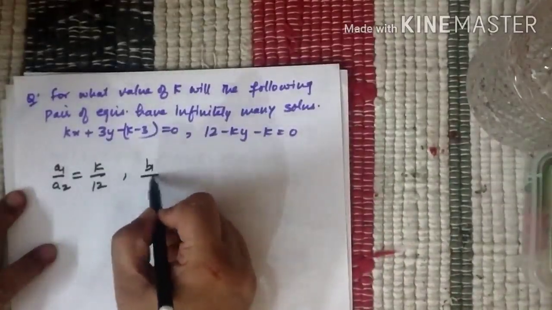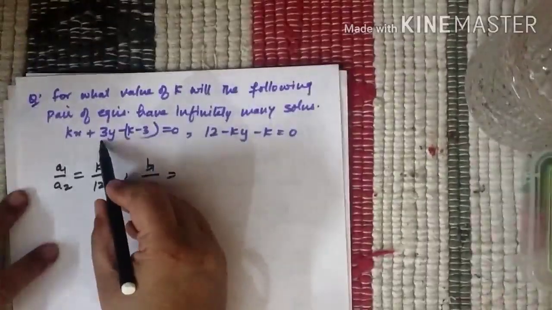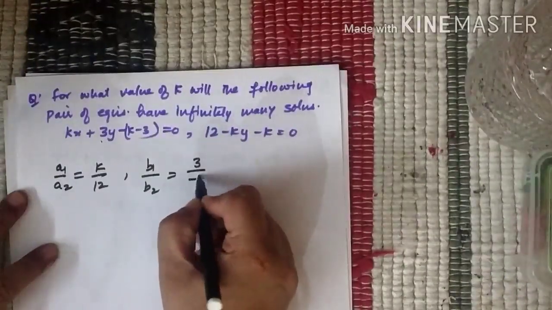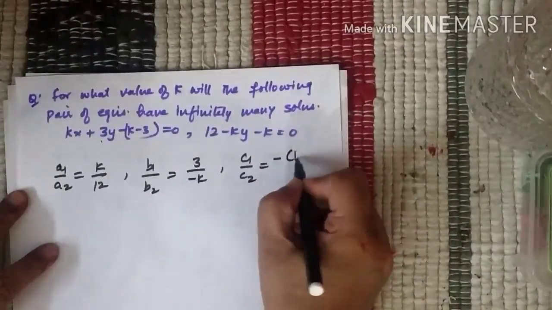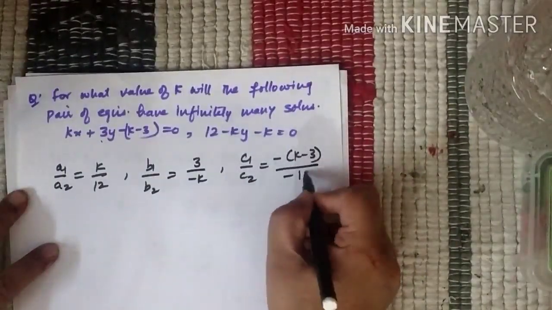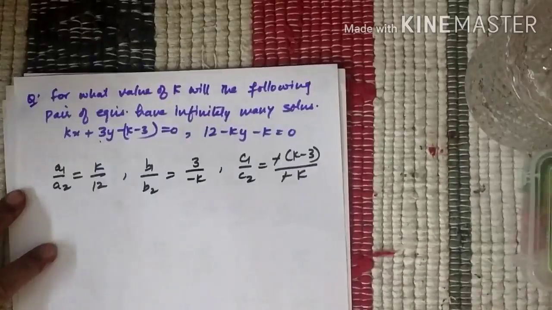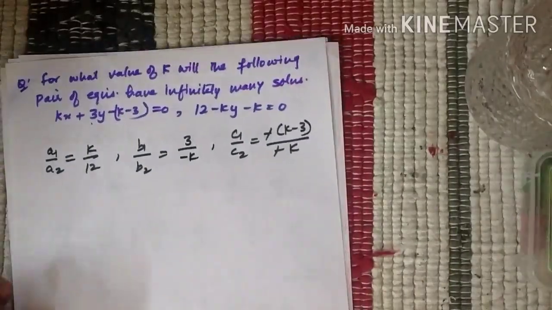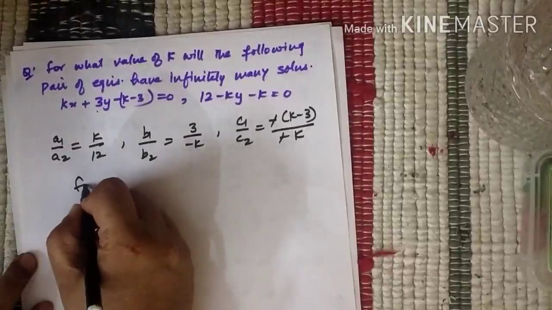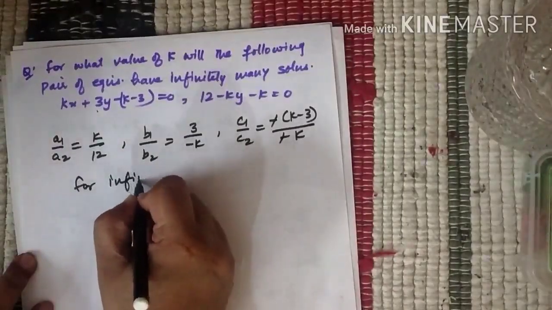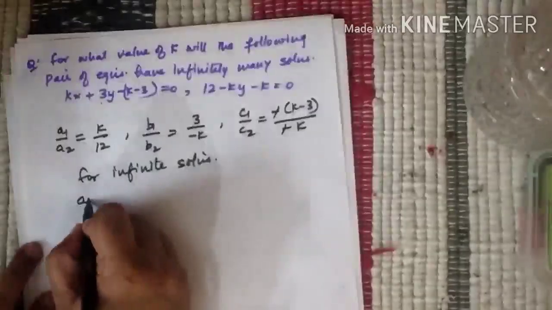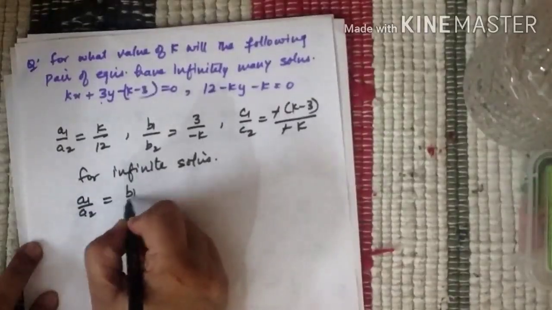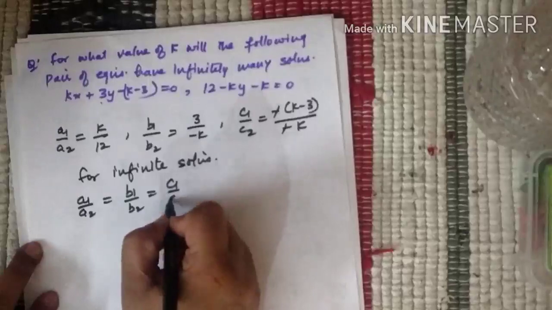What is b1 by b2 here? b1 by b2 is 3 by minus k. And c1 by c2 here is minus of this bracket by minus k. Minus minus goes away. Now it says infinitely many solutions. For infinite solutions, the consistency condition says a1 by a2 is equal to b1 by b2 equal to c1 by c2.